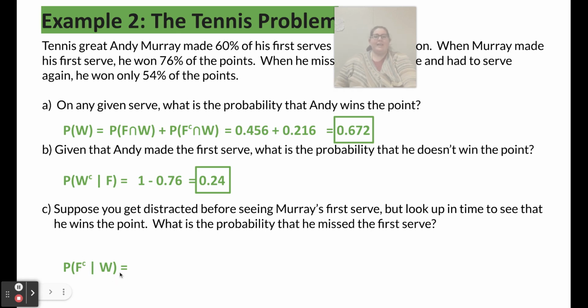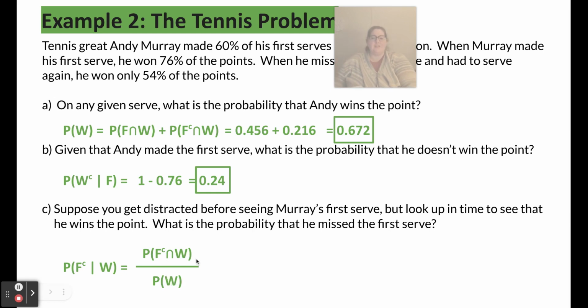So if I go back to my given formula, the given formula says to find that probability, I'm going to do the intersection, so probability that he doesn't make his first serve and wins the point, divided by the probability of what we're given, which is that he won the point. So probability of the intersection of both things happening divided by the probability of what we're given.